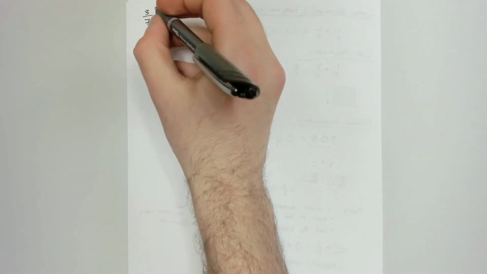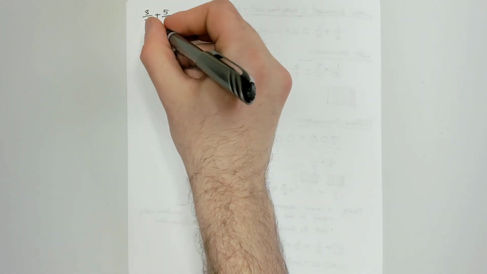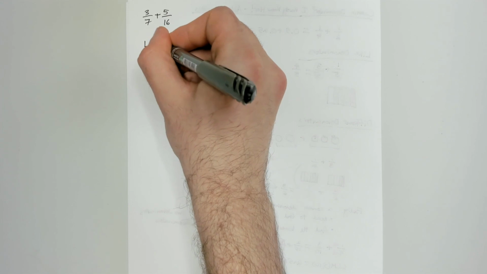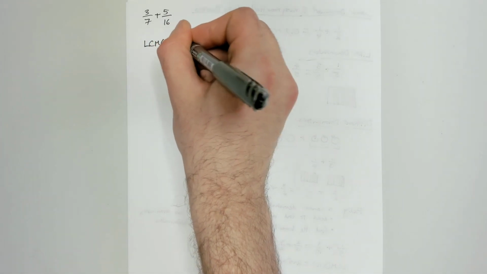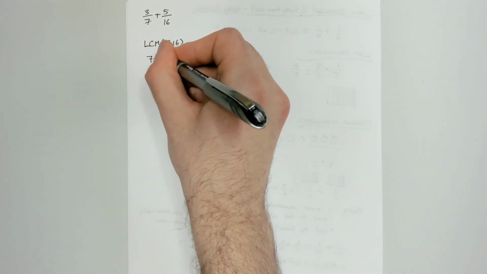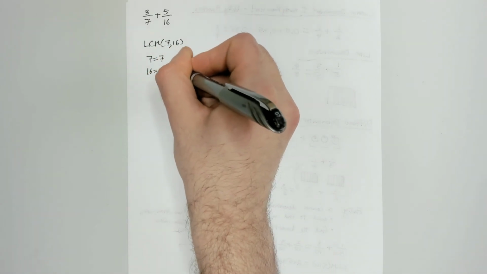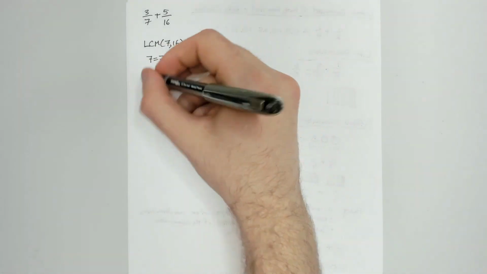All right, so let's do 3/7 plus 5/16. So the first thing we notice is that they don't have the same denominator, so we need to find the lowest common multiple of the denominators. All right, so 7 is already prime, so that's its prime factorization. 16 can be split up into 2 times 2 times 2 times 2. So notice they have nothing in common, so they're co-prime with each other.